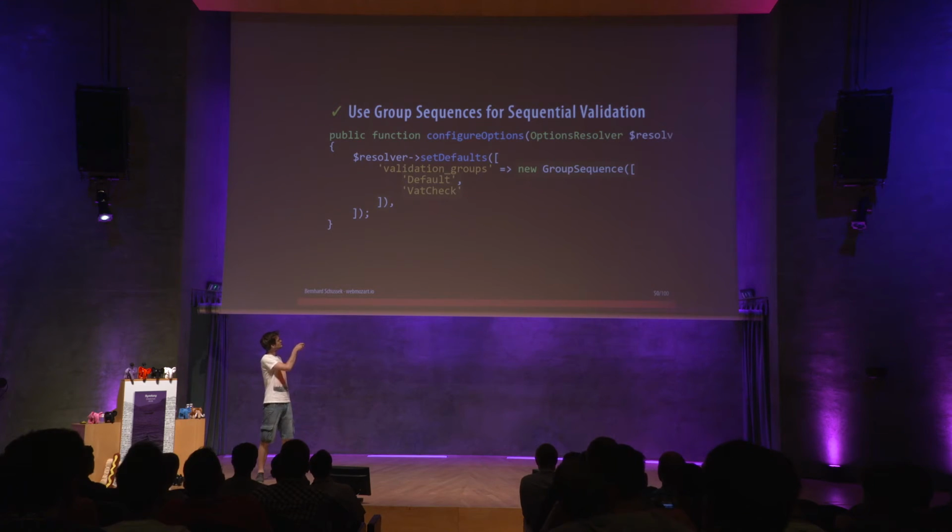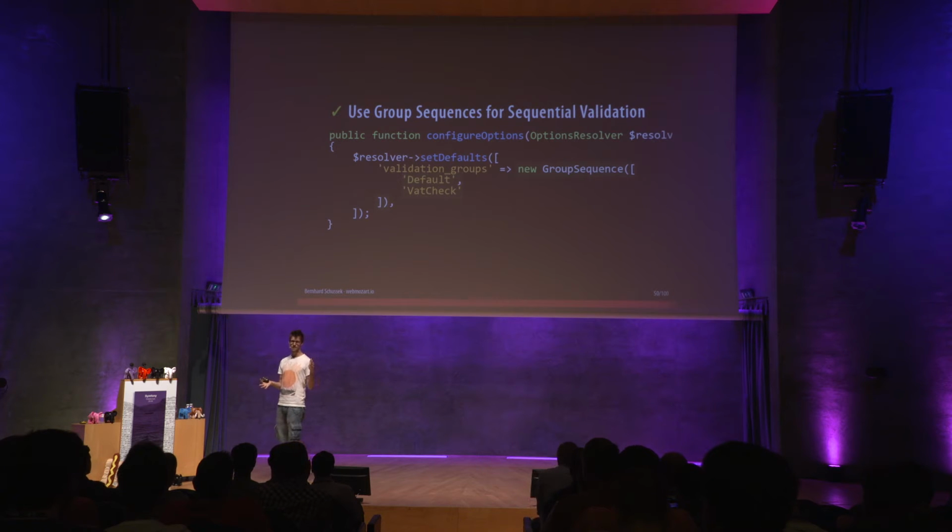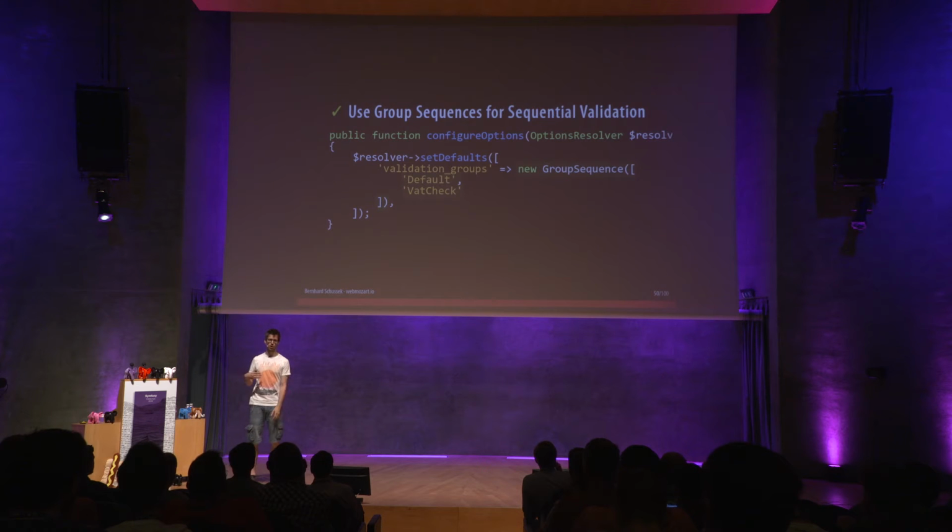And by splitting those validation groups in a group sequence, we can first check all our basic constraints. Make sure that fields are not empty, make sure that they correspond to some regular expression, something like that. And only when all those basic checks succeed, we can move on to the next stage, to the next validation group, and call the web service for validating whether the data is actually valid.